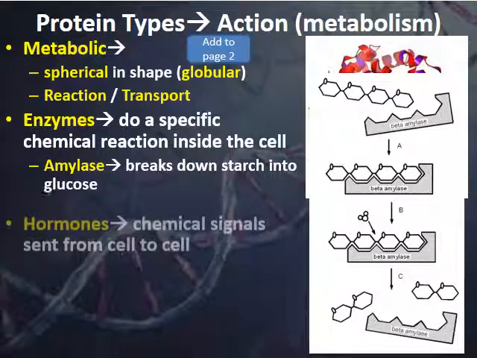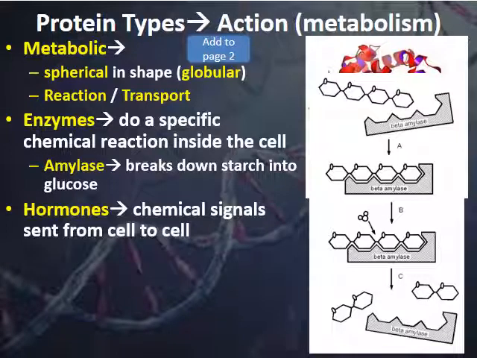Alright, so another example of action protein would be a hormone, and those are our chemical signals. So they're going to move around the cells, and they're going to move from body section to body section. So your brain might release hormones that go around to different parts of your body, and other parts of your body will release hormones that go to different parts of your body. And it's basically a way for cells to communicate with each other, and for different parts of the body to communicate with each other. And so a hormone is just a chemical signal.